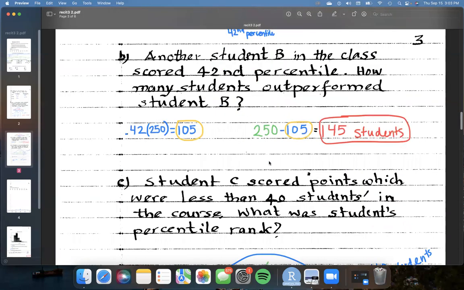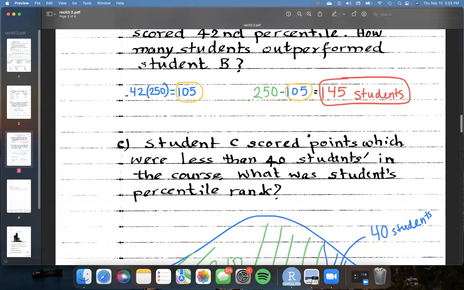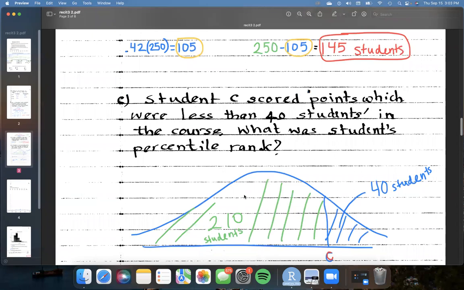All right, on to C. Student C scored points which were less than 40 students in the course. What was student C's percentile rank? All right, so here, draw a graph again. It's really helpful, so it's good to have practice. When you're doing any type of percentile, I always encourage students to draw a histogram. Sorry, I keep saying graph, but pictures are worth a million words, or whatever the saying is.